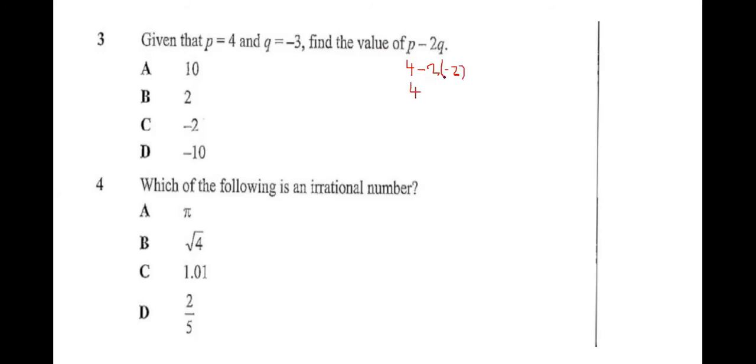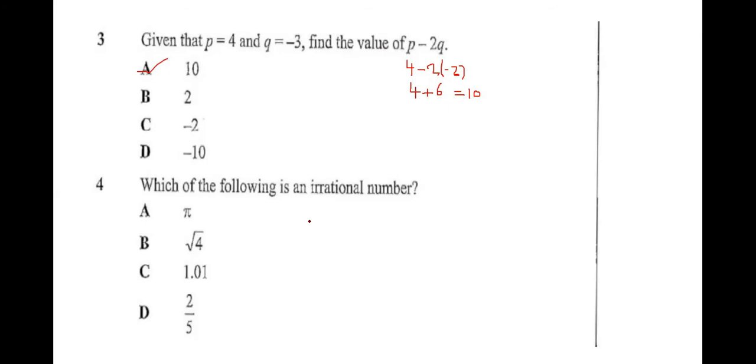So the next thing you're saying is 4. Then this negative times this negative, it will give us a positive. Then a 2 times a 3 will give us a 6. So our answer in this scenario will simply be 10. So go to your choices. This is 10. Right. Which of the following is an irrational number?